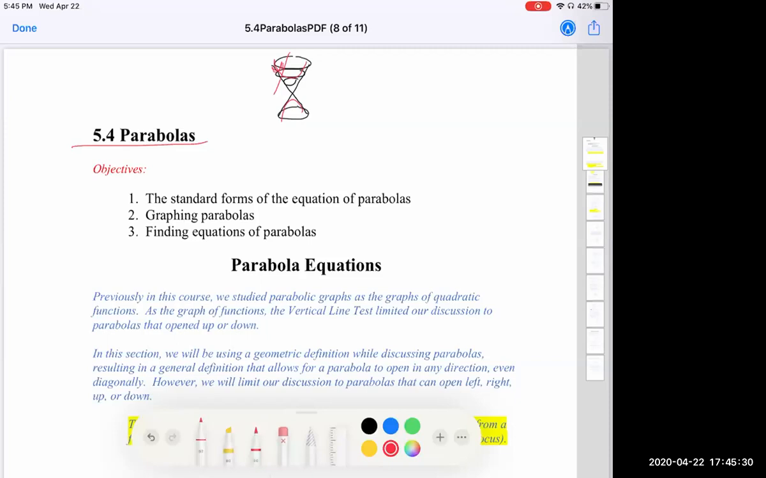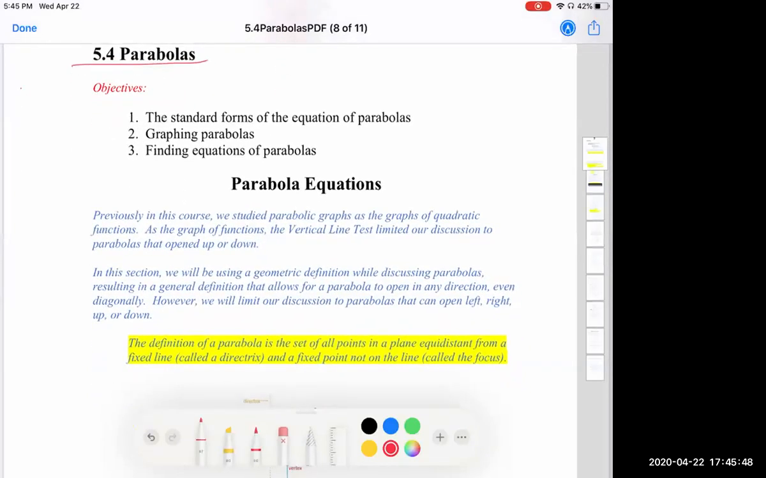Now with parabolas, you have a lot of history. You've done a lot of work with them. But when you work with a parabola written as a conic, it's slightly different, but you still have a U-shaped figure. All right, let's go ahead and begin. Your objectives are 1, the standard form of the equation of parabolas, 2, graphing parabolas, and 3, finding equations of parabolas. Let's begin reading about parabolas.